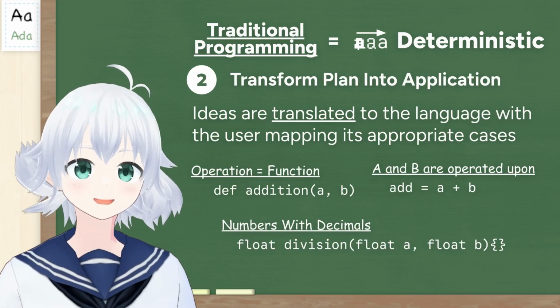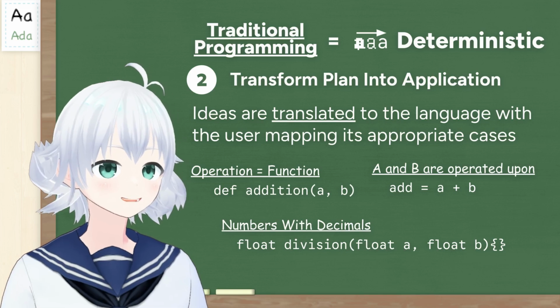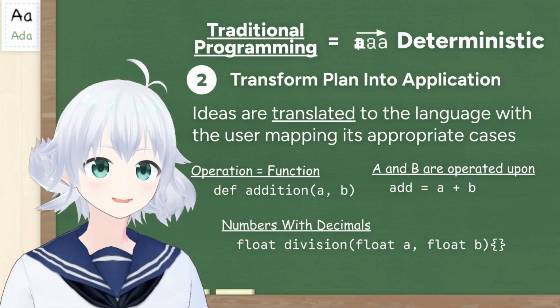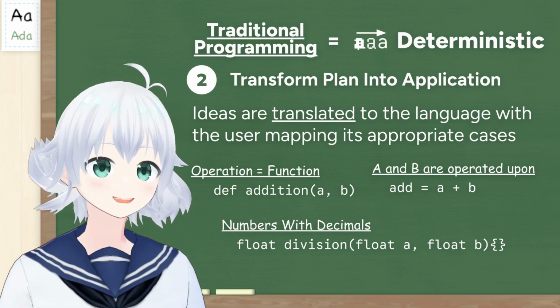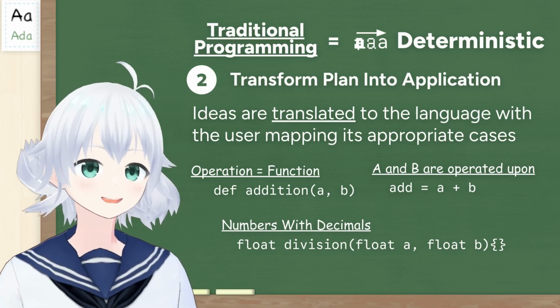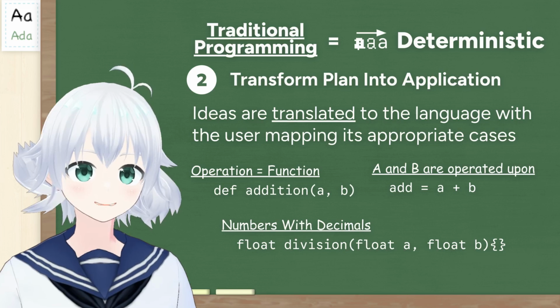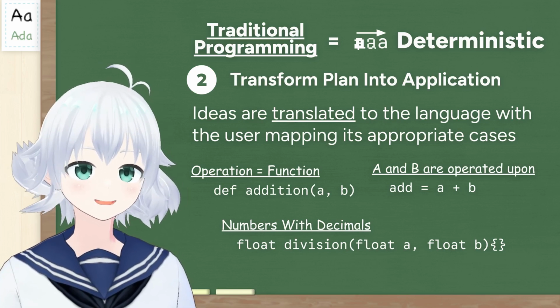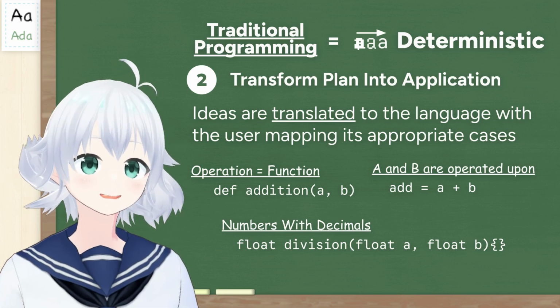So from your plan, you take your ideas and translate it as to how your programming language leverages your implementation. For example, with my calculator, I organize my calculator operations using functions or blocks of code per operation. Next, I define that my operations only take on 2 digits.